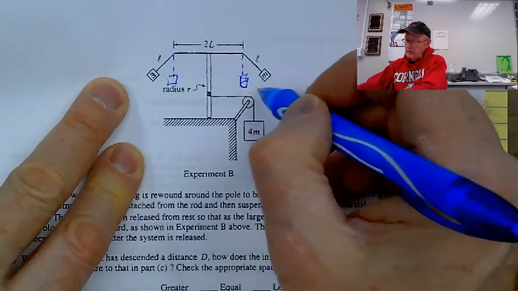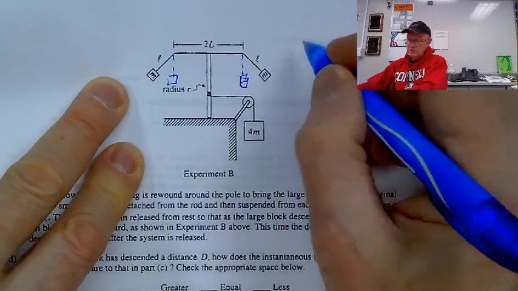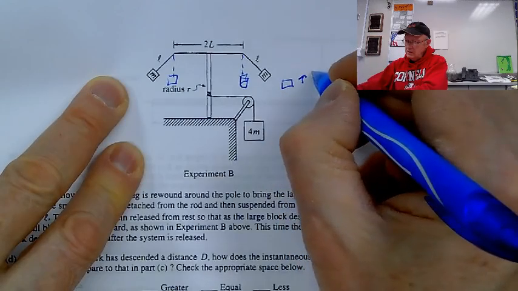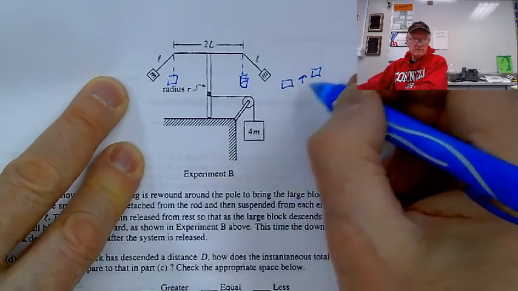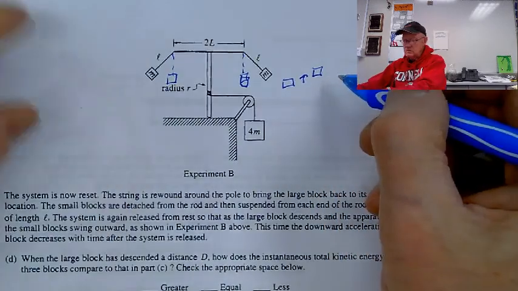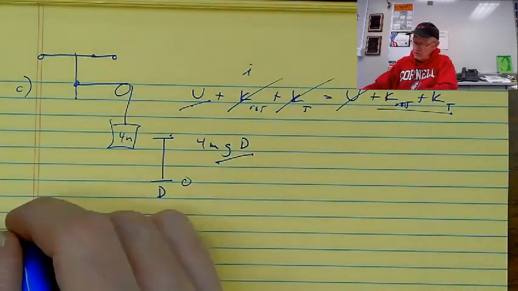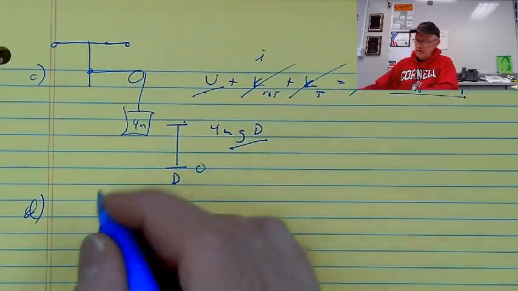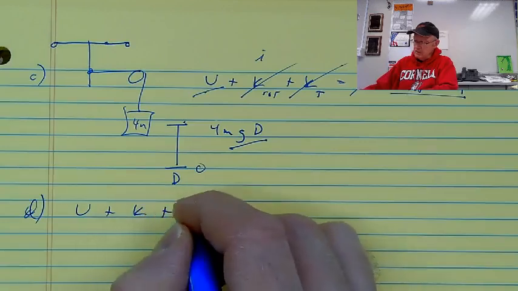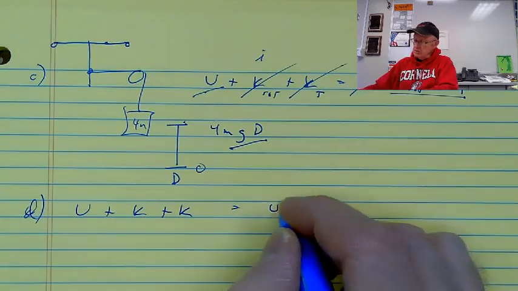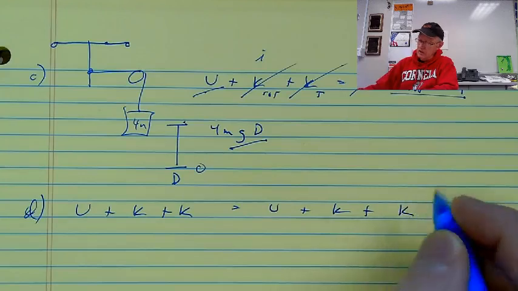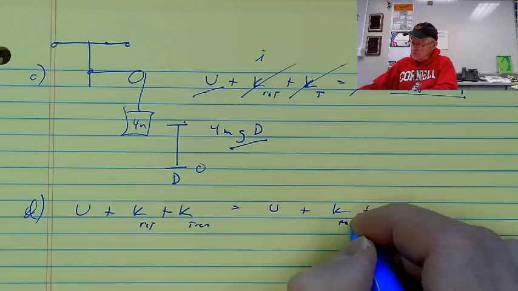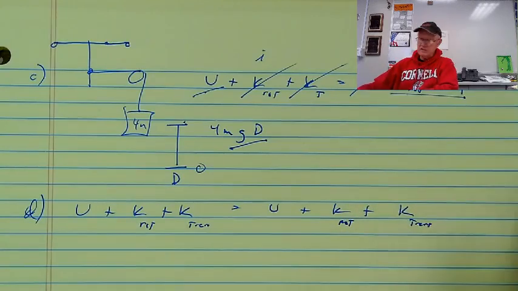So let's go back to this statement like we had up here. U plus K equals U plus K plus K. This is rotation, this is translation. This is rotation, this is translation. Okay, we began with 4mgd for potential. Nothing going on there at the start.